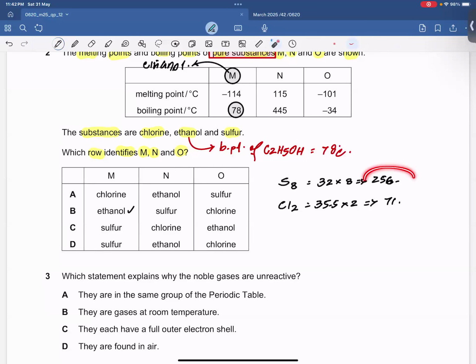So according to my lecture, the higher the molecular mass, the higher the melting and boiling point, which means sulfur has a high melting and boiling point as compared to chlorine. That indicates this is going to be sulfur, and this O is going to be chlorine. So O is chlorine, N is sulfur. So the right answer obviously is going to be B.